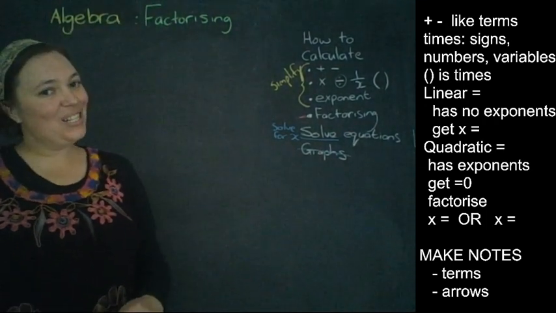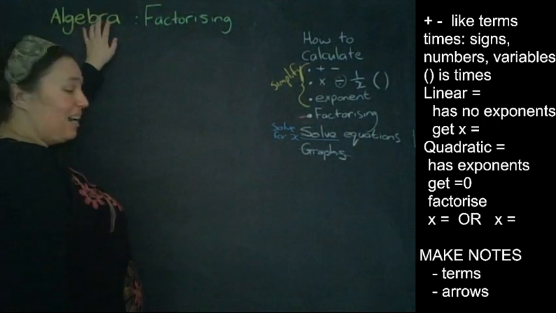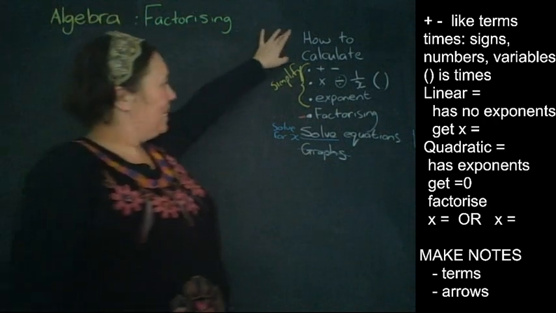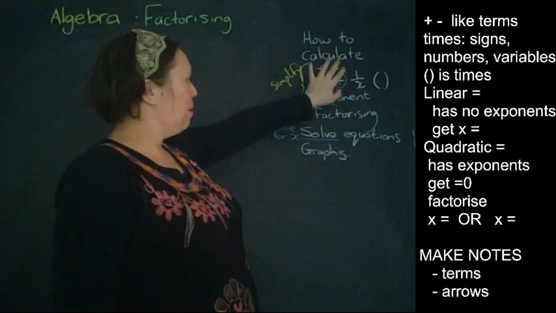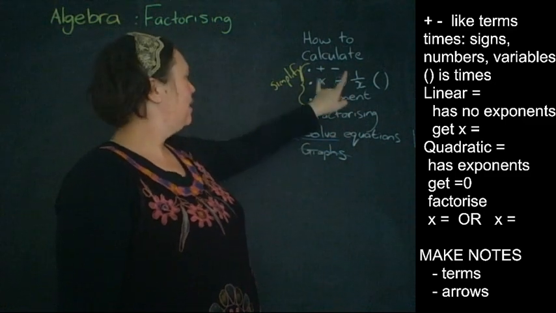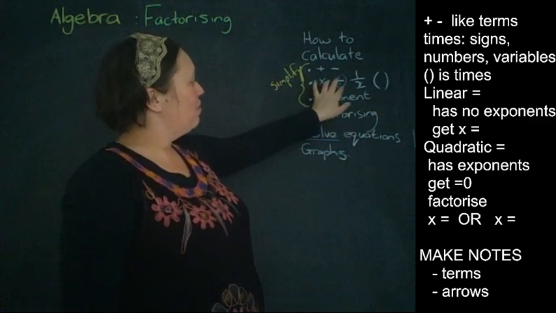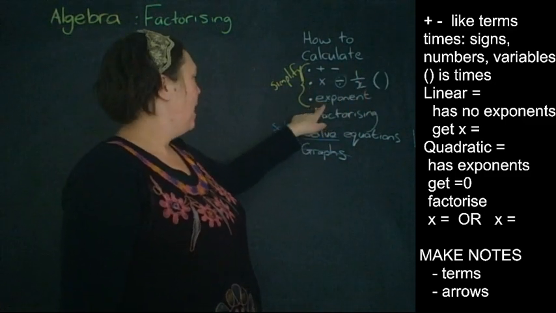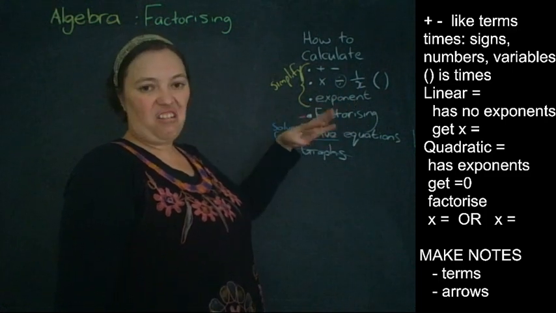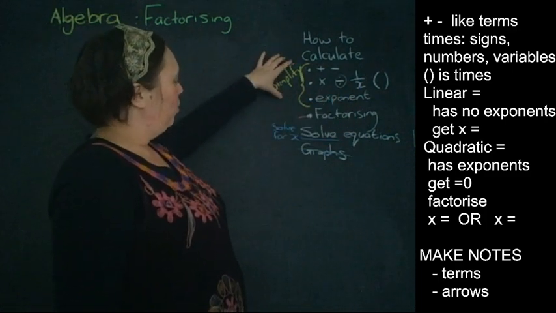So let's do some factorizing. We're still busy with algebra. We said calculating things, we get plus and minus, we've done that. We've got times and divide and brackets. And exponents we're not going to do right now. And all of that is simplify.